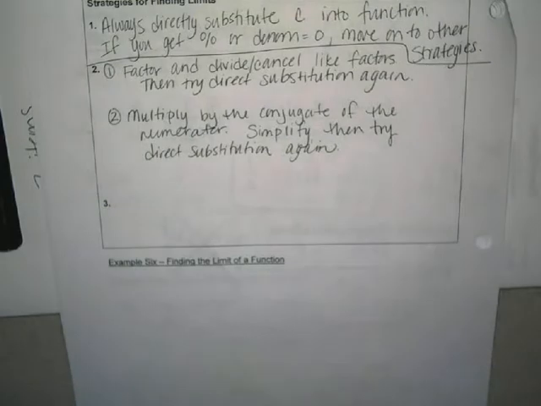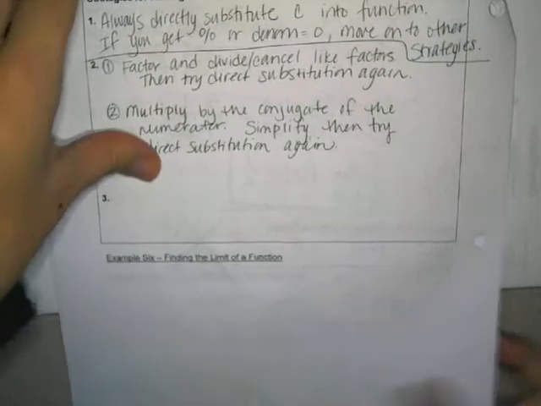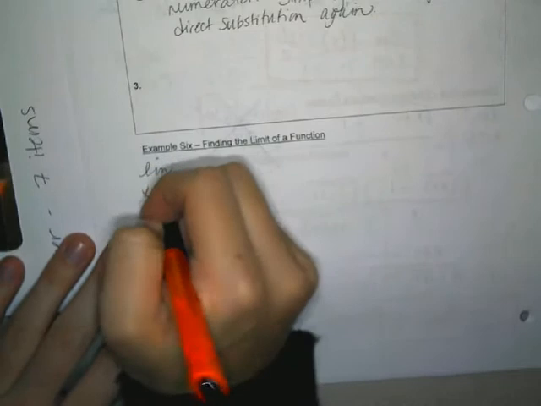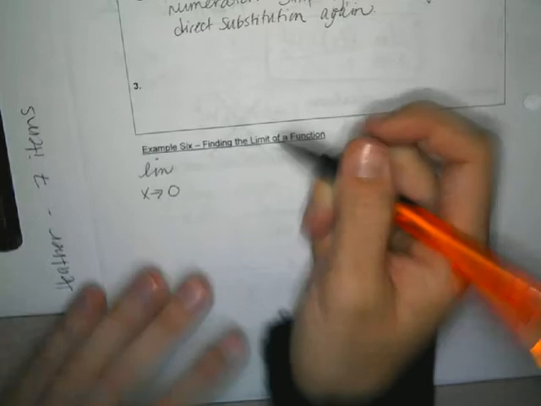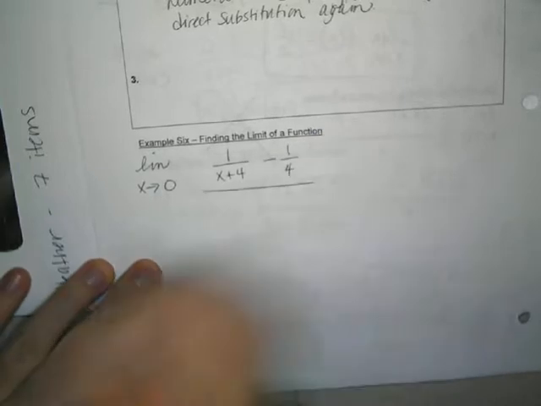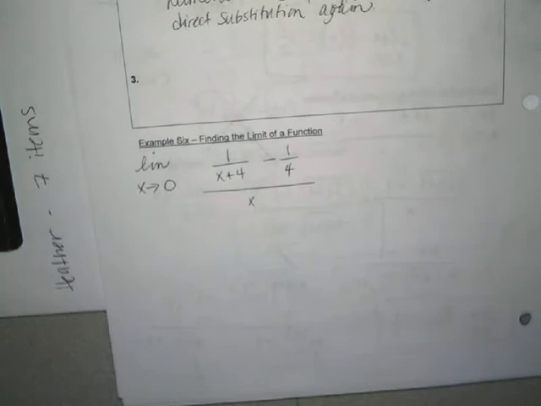And then the last strategy, we'll do an example 6. We're going to find the limit as x approaches 0 of 1 over x plus 4 minus 1/4 all over x. Okay, now right away we can see if we plug in 0, we're going to have an issue because you have x on the bottom. So direct substitution does not work here.